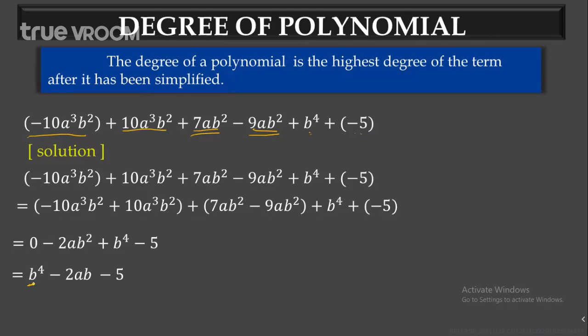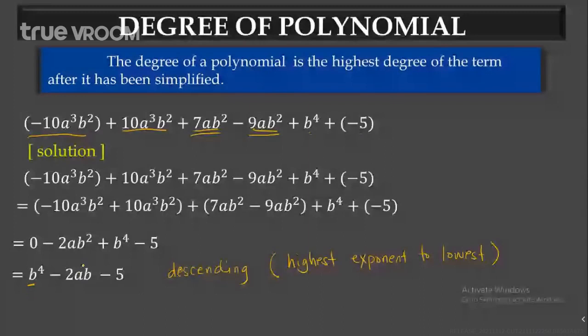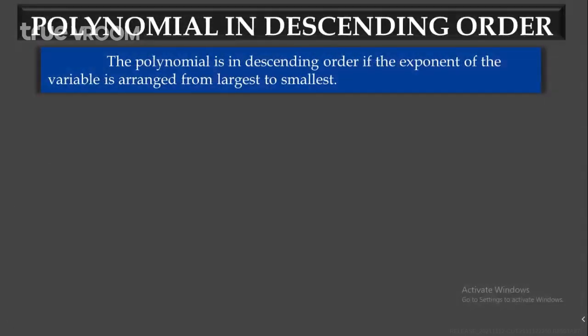Why did I write b raised to 4 first? Because you need to write it in descending order, students. What is descending? From highest exponent to lowest. You need to arrange your polynomial from the highest exponent to the lowest. Here 1 plus 1 is 2 only. So you need to write b raised to 4 first because this is 4. What is the degree of this polynomial? 4. Very good. And this one is the descending order, as I have told you, largest to smallest.